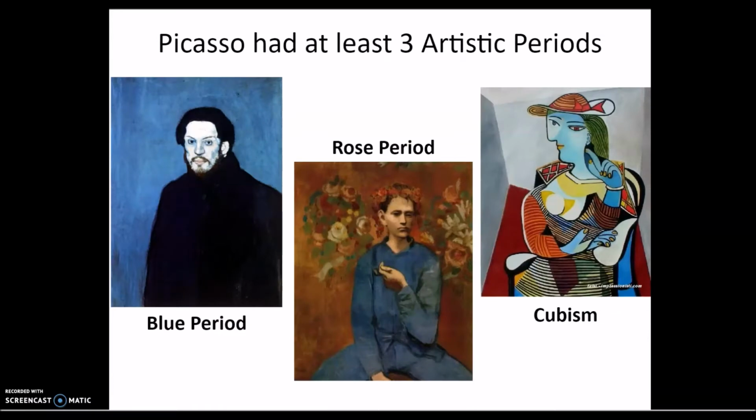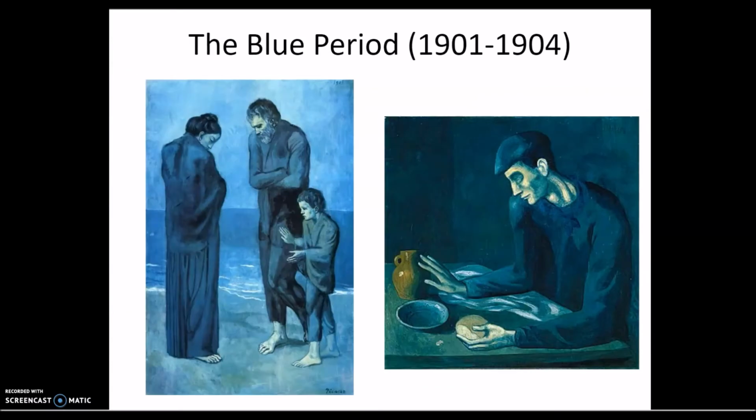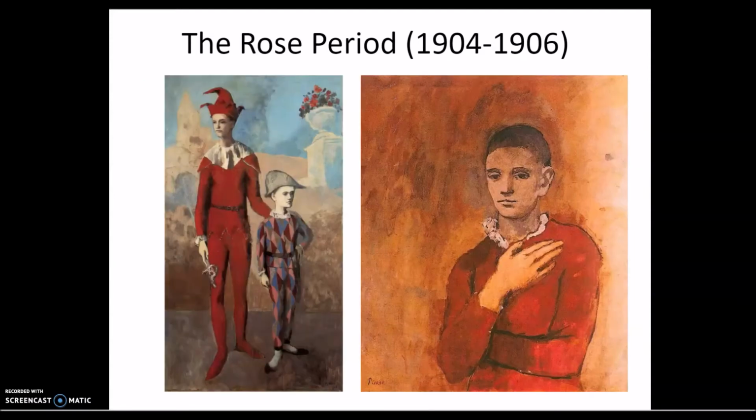Picasso had at least 3 artistic periods. During these periods, he would only paint a certain kind of art, and we're going to briefly look over some of these periods. The blue period was done at a time when he was very poor, his friend had died, and he was feeling very sad. He used lots of blues in his paintings to show people how he was feeling.